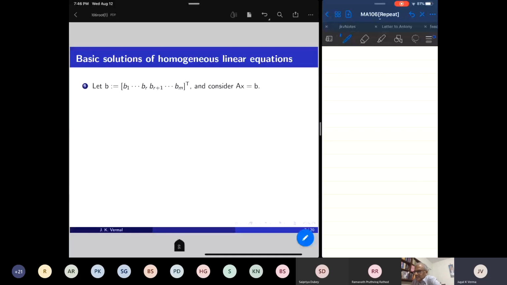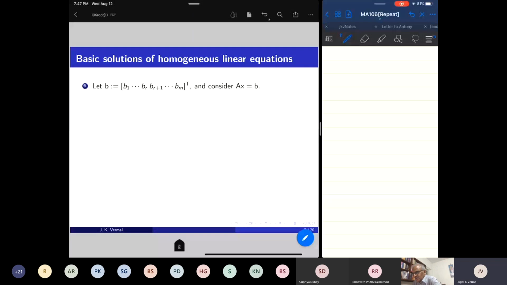Let us, as I said in the morning class, if we want to solve an inhomogeneous equation, we have to first solve the homogeneous equation Ax = 0 and write down all the solutions. And to find all the solutions of Ax = b, I will find a particular solution. A particular solution can be found by giving the non-pivotal variables the value 0, and then finding the values of the pivotal variables. That will lead to a particular solution.